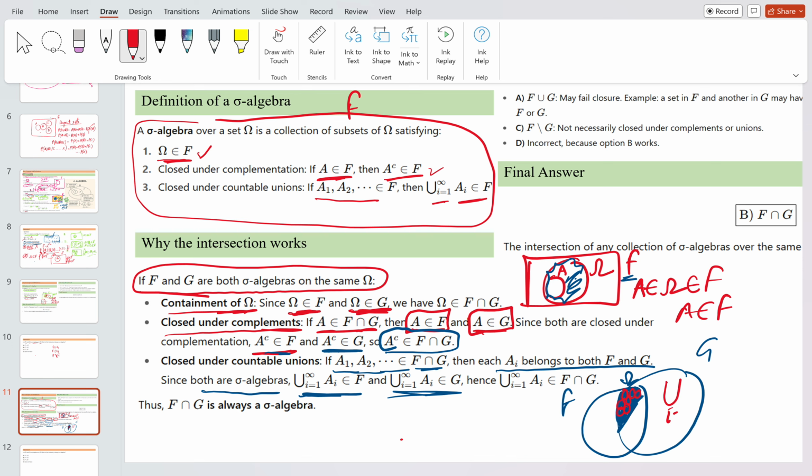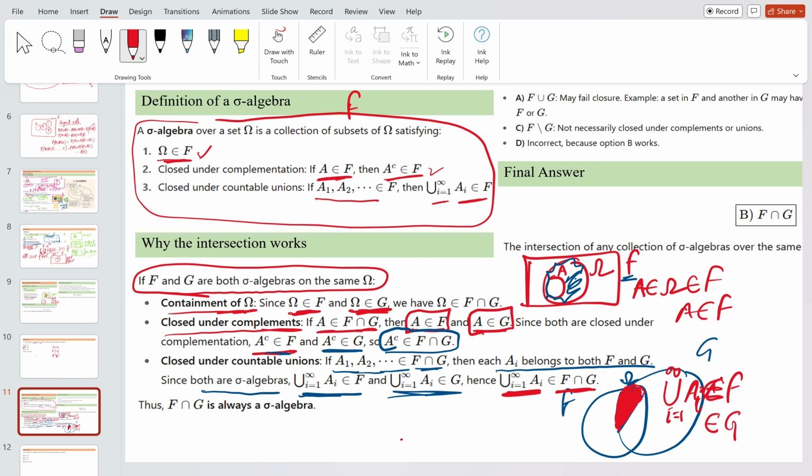Their union, from i equal to 1 to infinity, that is A1, A2, A3, that is Ai, belongs to F. It also belongs to G as well, because this is a common portion between both. You can say that this Ai is in the intersection because it exists in both. So F intersection G is actually a sigma algebra, not F union G, or the elements of F which do not belong to G. So option B is correct.